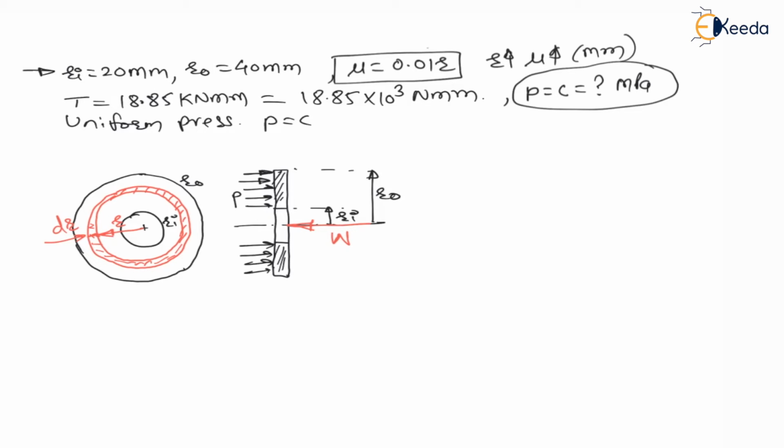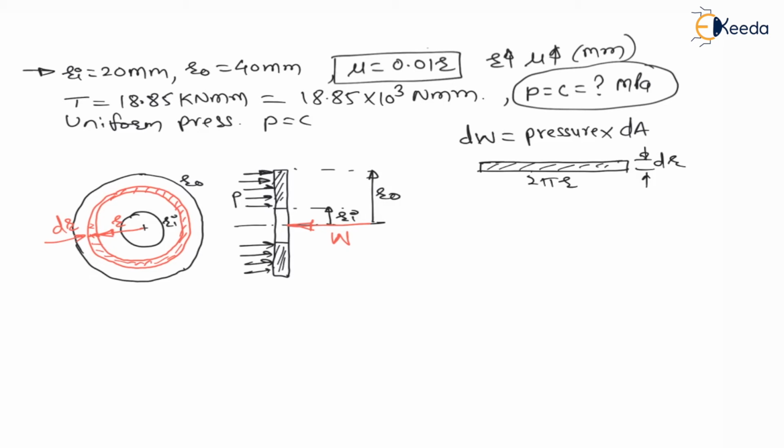Right, now on this disc a very small load dW is acting on the very small elementary strip, which is nothing but pressure, which is constant, into the very small area dA. Pressure into area is nothing but the load acting on the strip, right. Now let us consider this strip. If I open this strip, the length will become 2 pi r, the circumference, and the thickness will be dr, very small thickness dr.